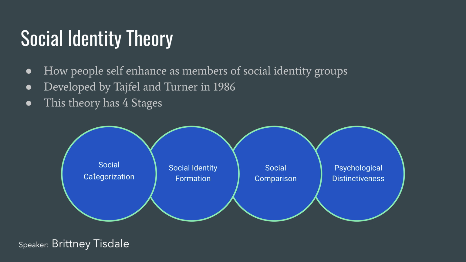The social identity theory, according to the 4 criteria phenomenon, is considered the most useful identity theory. So, the social identity theory refers to how people self-enhance as members of social identity groups. This was developed by Tajfel and Turner in 1986, and this theory has 4 stages: social categorization, social identity formation, social comparison, and psychological distinctiveness.